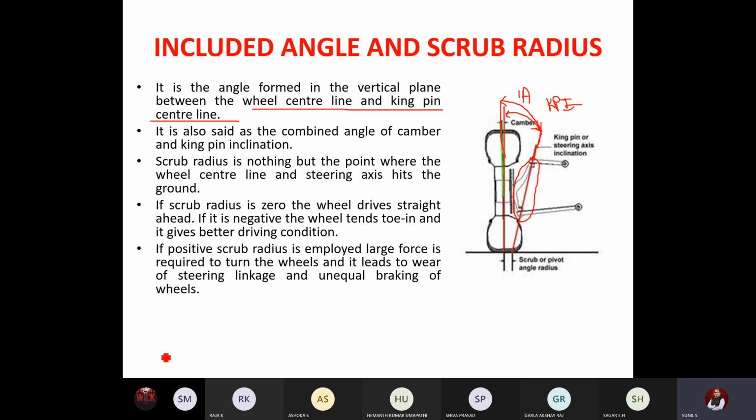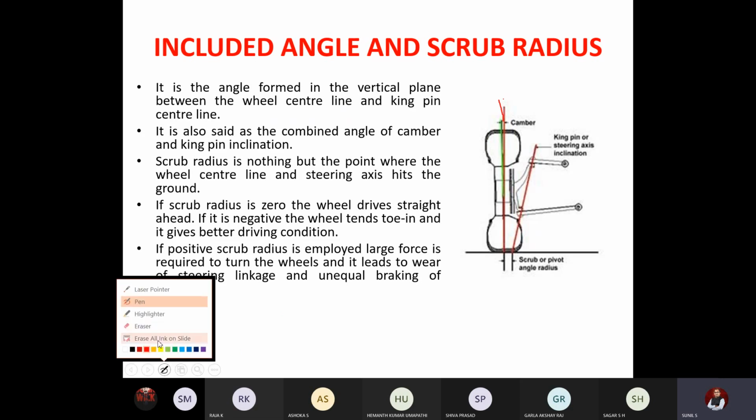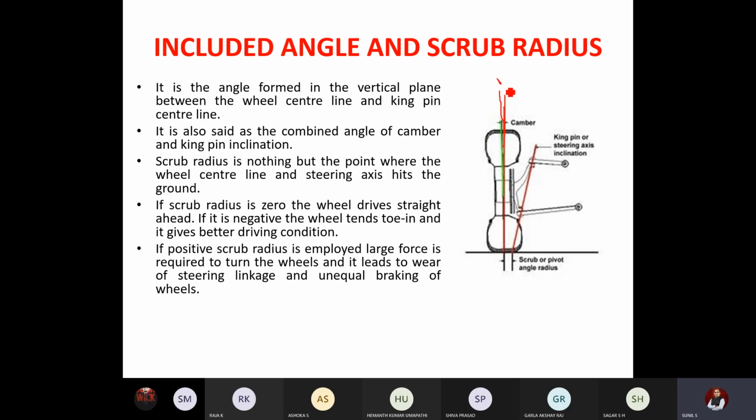I'll repeat once again from the beginning. First, the camber is the angle between the center line of the vehicle and the center line of the tire. We call it the camber. We have discussed this in the last class. So if you take the original center line, this will be the center line. Usually plus 2 degrees camber will be given to increase the stability of the vehicle. So this is the actual center line, 0 degrees. The actual tire inclination will be at this point. So we call it camber, as discussed earlier.